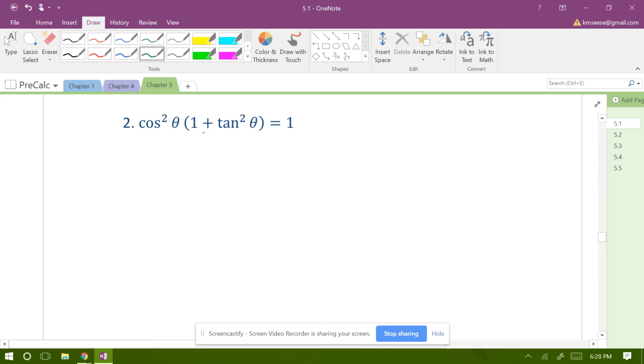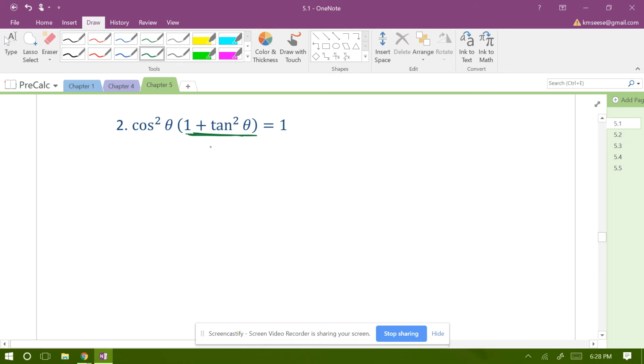All right, so once again, when I see a function squared and a 1, I know I want to look at my Pythagorean identities. So if you look at your identity sheet, 1 plus tangent squared of theta is secant squared of theta. So now I have cosine squared of theta times secant squared of theta. Secant is 1 over cosine, so secant squared is 1 over cosine squared of theta. Those cancel and you come down to 1 equals 1.